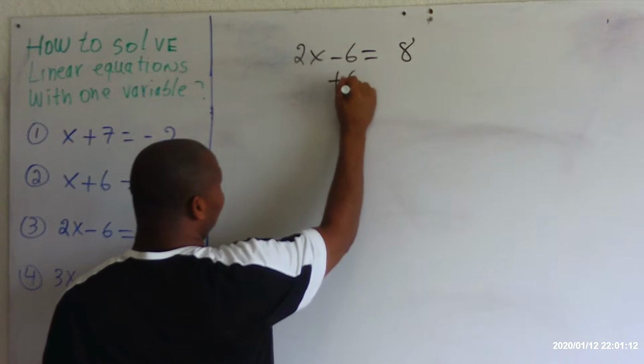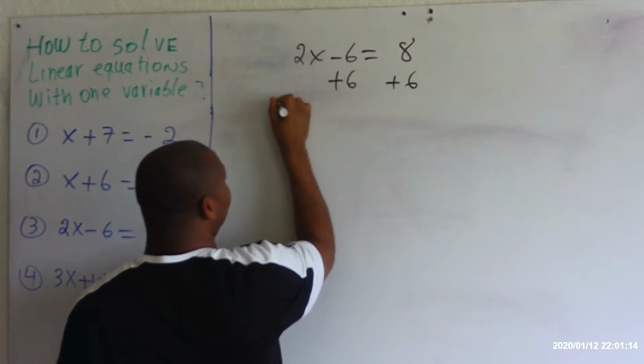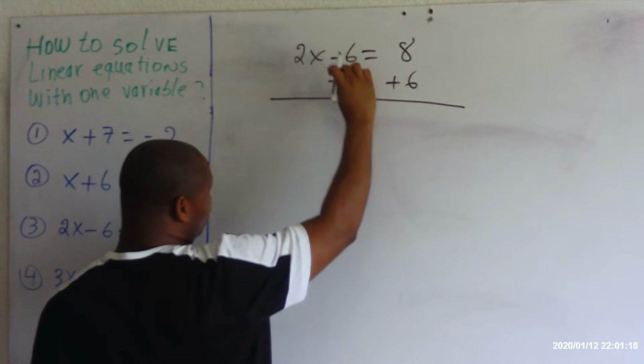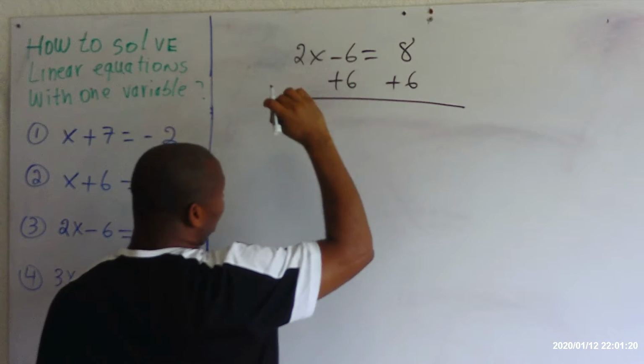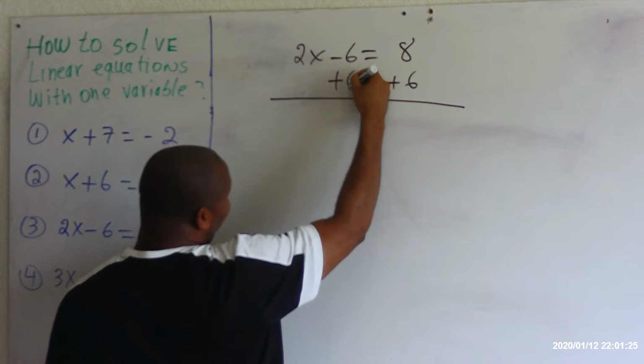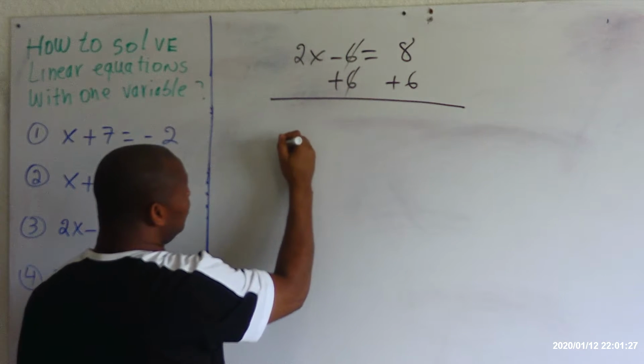Add 6 to both sides. Because we had negative 6, we come with a positive 6. Okay. So you see that negative 6, positive 6 is cancelled. Bring down 2x.